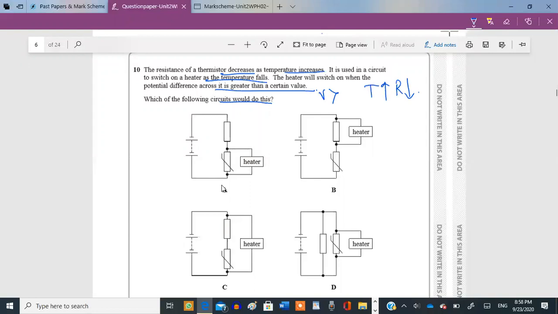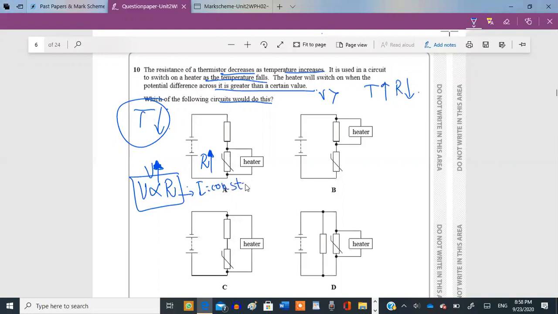Now if you look at option A, they told us that the heater will switch on as the temperature falls. If the temperature is falling, that means the resistance of this thermistor will rise, and as the resistance of this thermistor rises, that automatically means that the potential difference across the thermistor will also rise, because in series the current is constant, so resistance and voltage are proportional. Therefore, as the resistance rises, the voltage rises.